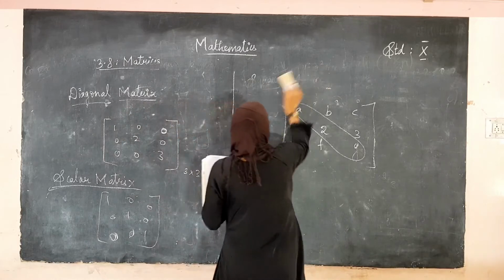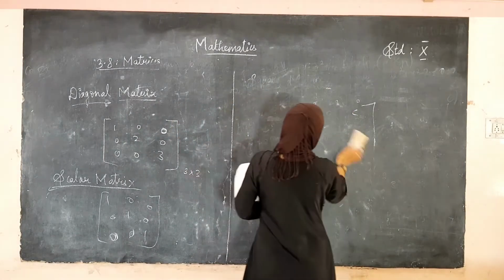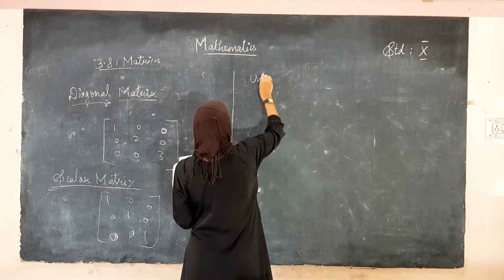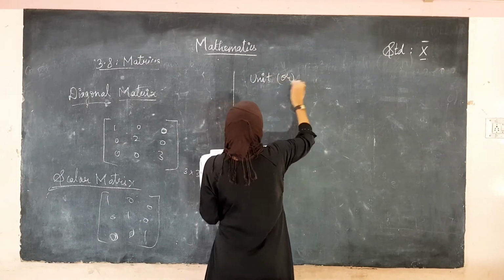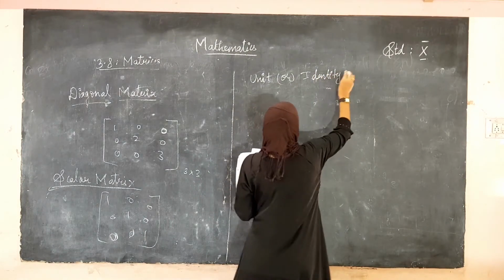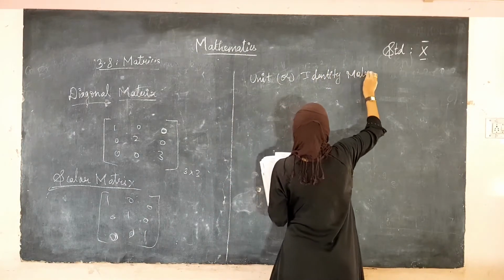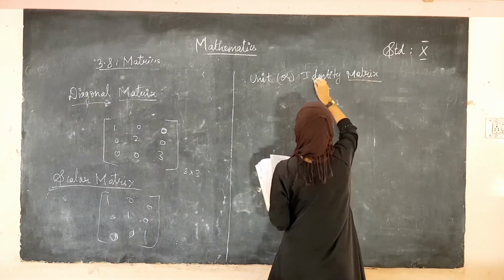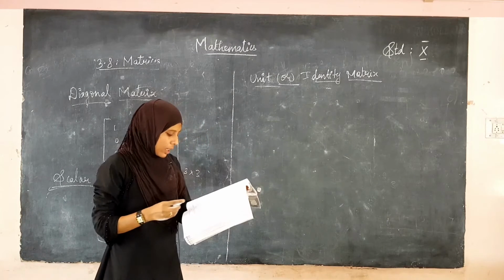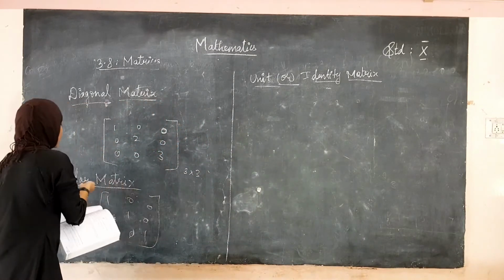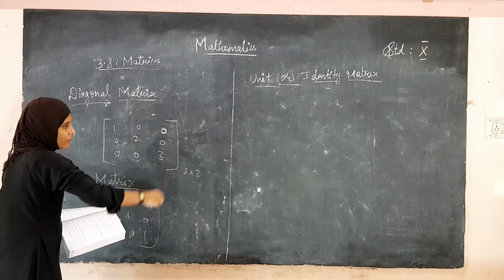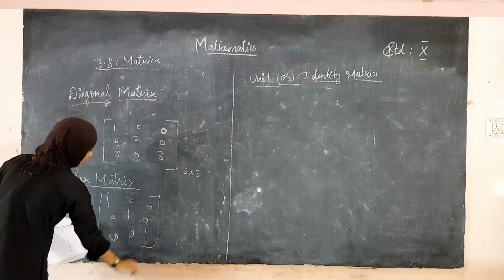Now we can see what a unit matrix is. It is also called the identity matrix. Unit or identity matrix. What is a unit or identity matrix? From the name itself we can know that unit means 1. The unit matrix comes from the scalar matrix. A scalar matrix is said to be the unit matrix if the diagonal elements are 1.